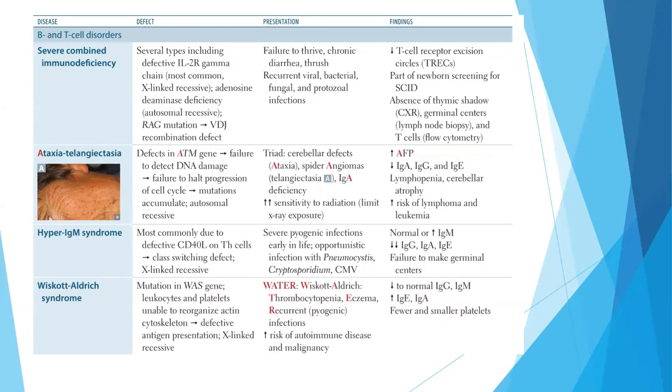Talking about Wiskott-Aldrich syndrome, remember WATER. So Wiskott-Aldrich causes thrombocytopenia, eczema, and recurrent pyogenic infections. There is decreased to normal IgG and IgM, and there is increased IgE and IgA. There is a defect in the platelets, and there are fewer and smaller platelets.